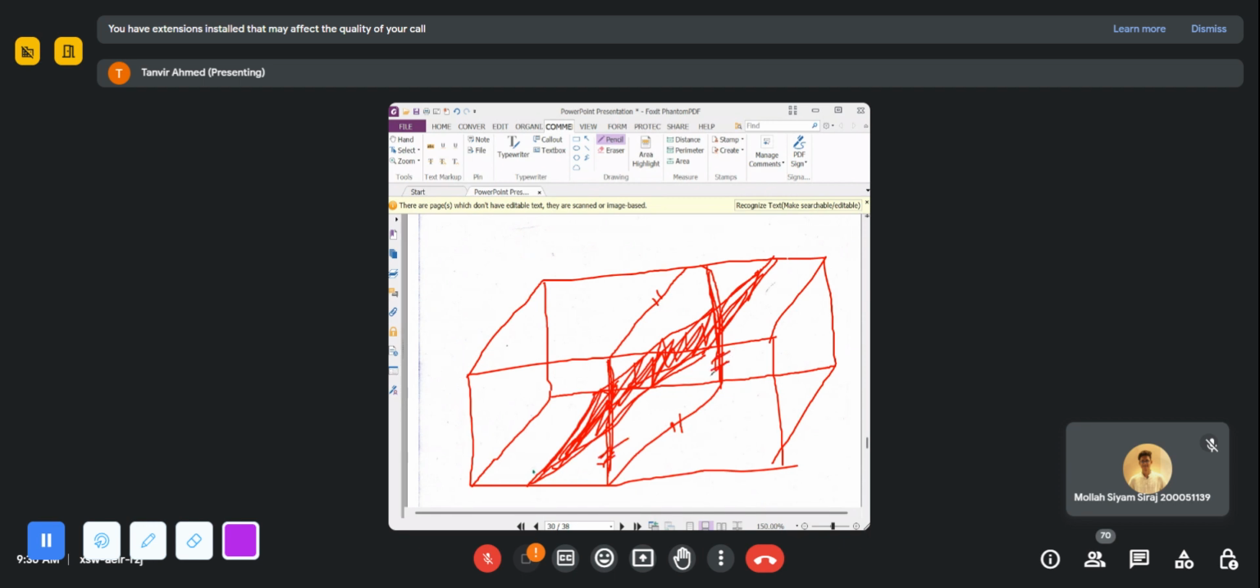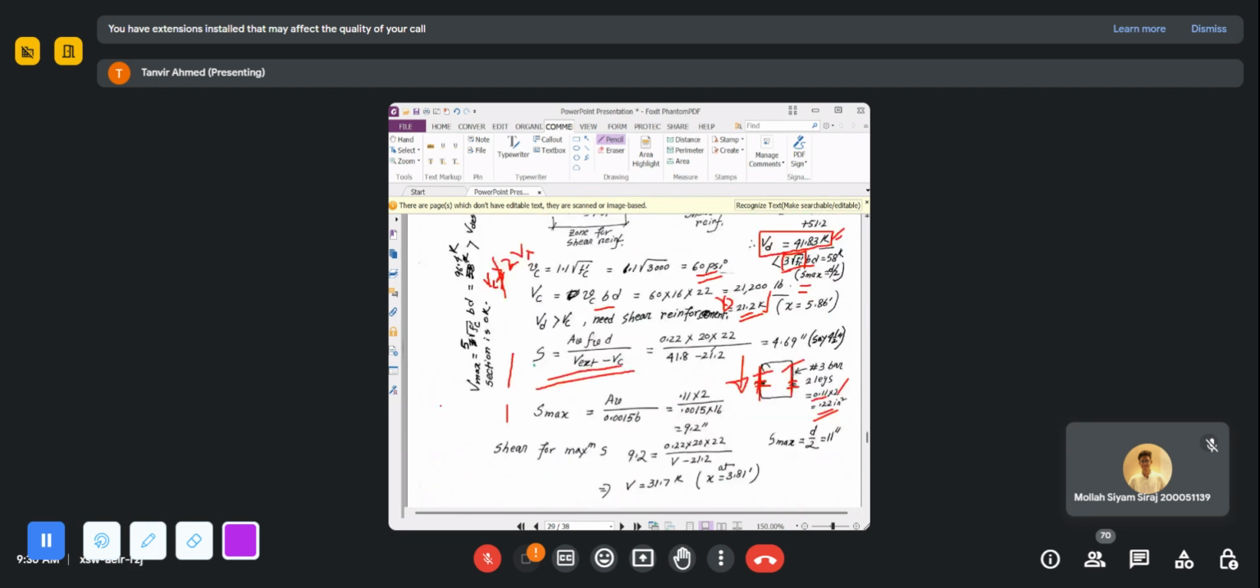So since these 2 legs will effectively hold the crack, I will consider the area of both legs, okay? So the area of two legs in total, if you provide number 3 bar, will be 0.11 times 2, which will be equal to 0.22 inch squared. So that's why for AV you use 0.22 instead of 0.11.